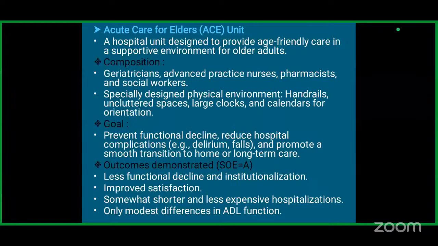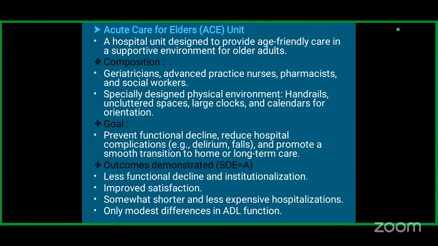Another model that we have is the acute care for elders unit. If I'm going to speak a single word about this model, it is the environment. So it's a hospital unit designed to provide age-friendly care in a supportive environment for older adults. It has a section in the hospital, like a floor or something, designated to be age-friendly to help mitigate these risks and hazards we talked about earlier. The composition is also a mini multidisciplinary team of a geriatrician, advanced practice nurses, pharmacists, and social workers.